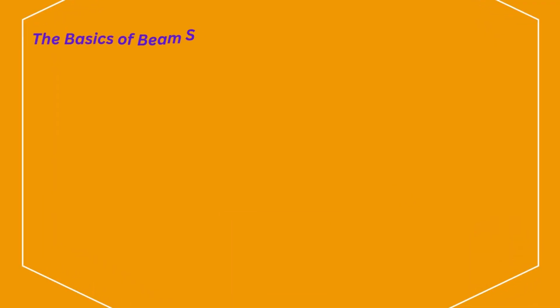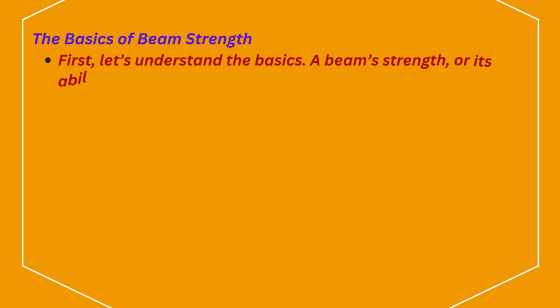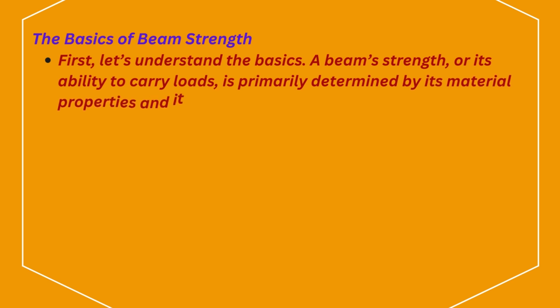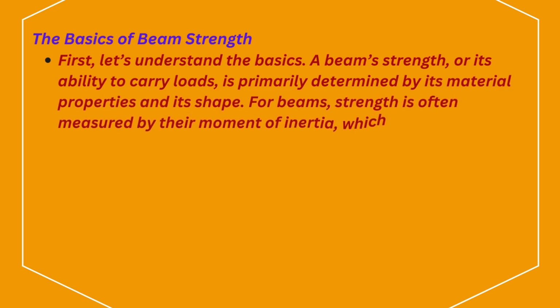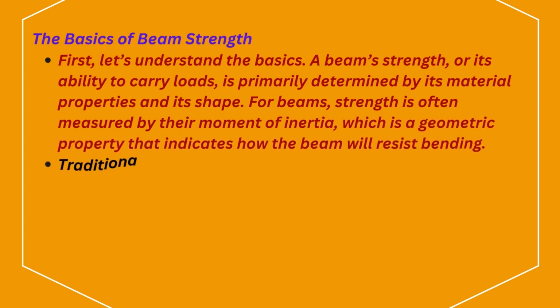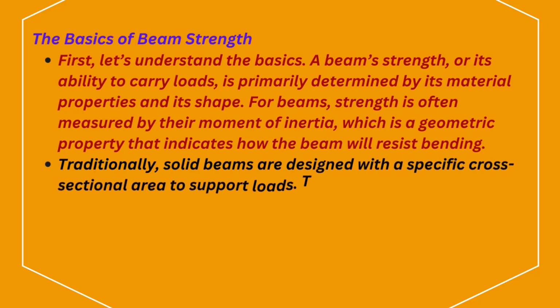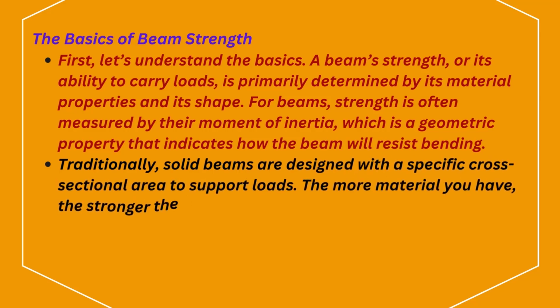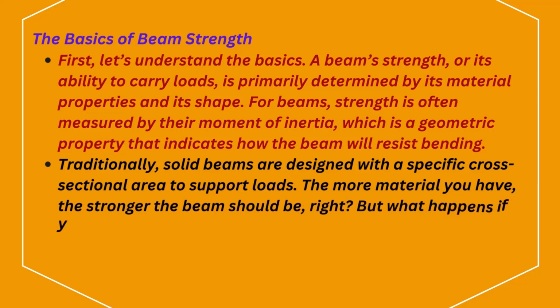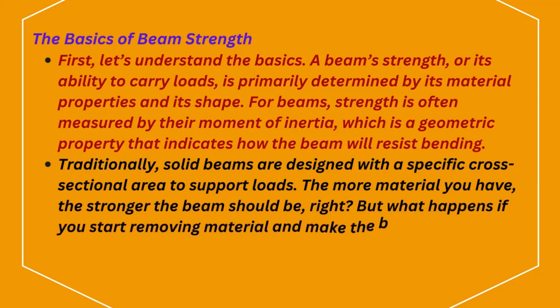The basics of beam strength. First, let's understand the basics. A beam's strength, or its ability to carry loads, is primarily determined by its material properties and its shape. For beams, strength is often measured by their moment of inertia, which is a geometric property that indicates how the beam will resist bending. Traditionally, solid beams are designed with a specific cross-sectional area to support loads. The more material you have, the stronger the beam should be, right? But what happens if you start removing material and make the beam hollow?